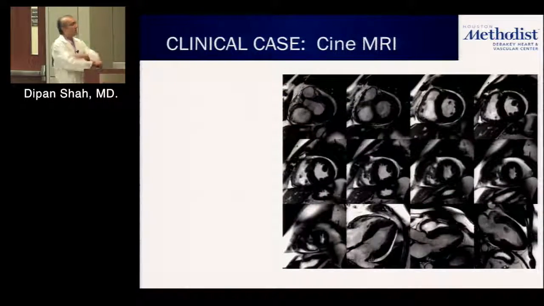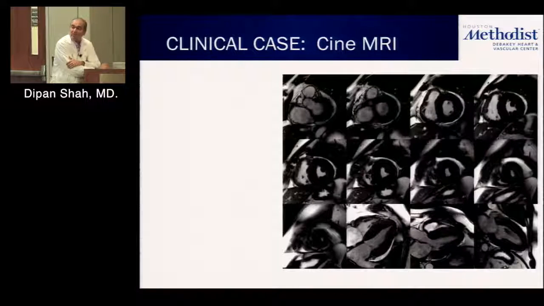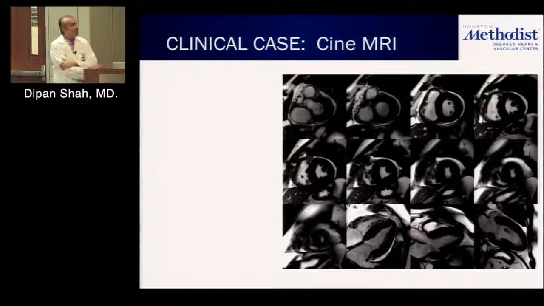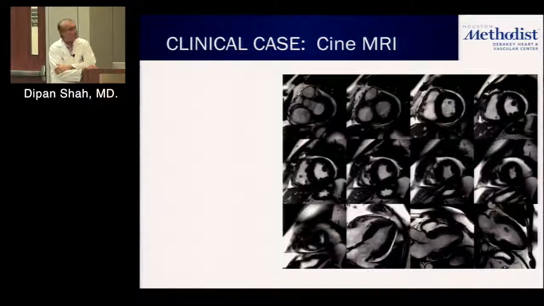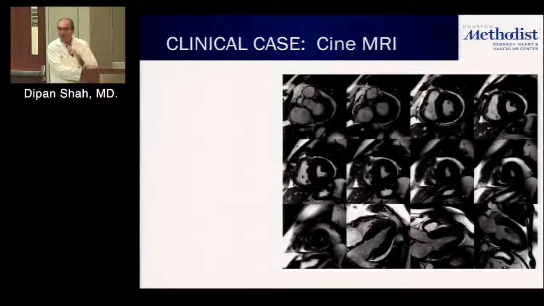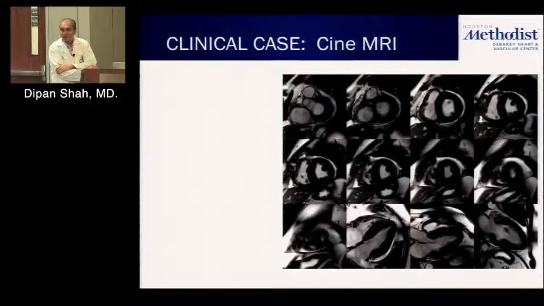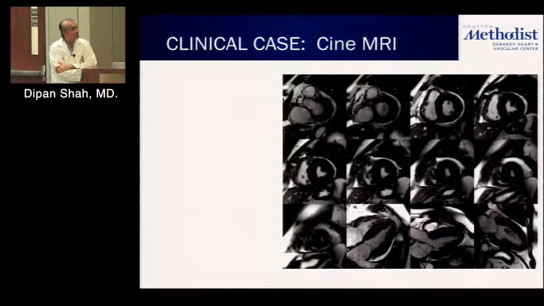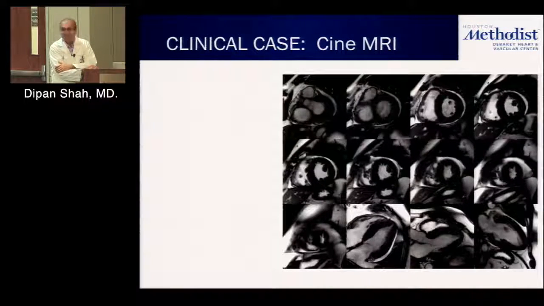Now here's another case. So I'm showing you an outstanding image here. Very good endocardial border definition, right? So what do you see? So this is just a cine MRI, right? So what do you see? Okay, so you got LVH. Anything else? Okay, so concentric LVH. What else?